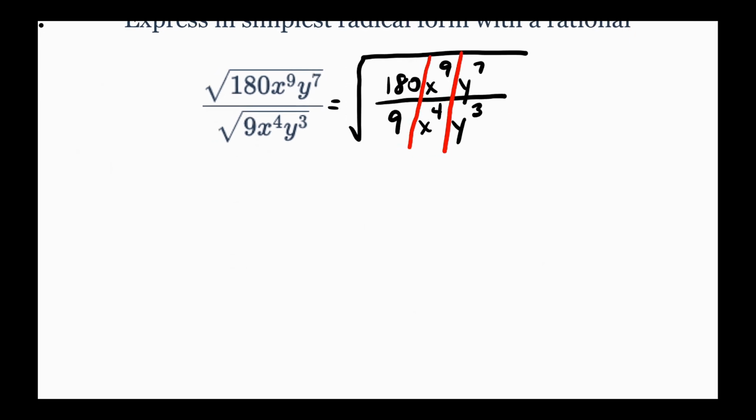Because the first two I can divide. So the first two is 9 goes into 180. How many times does 9 go into 180? 20 times. Good. And then in the middle I have x to the 9th over x to the 4th. Well, it's division. When I multiplied them, what did I do with the powers? Added them. So what do you think I'm going to do when I'm dividing? Subtract them. Subtract the powers.